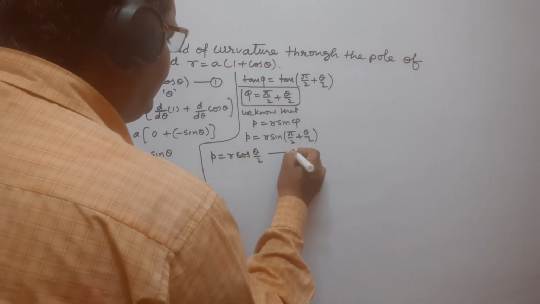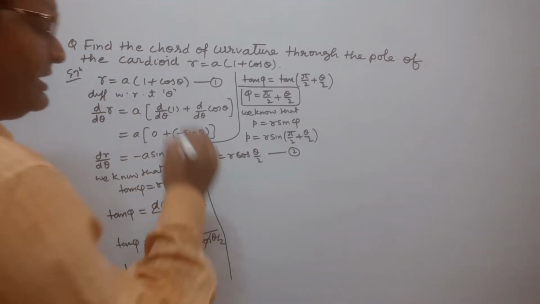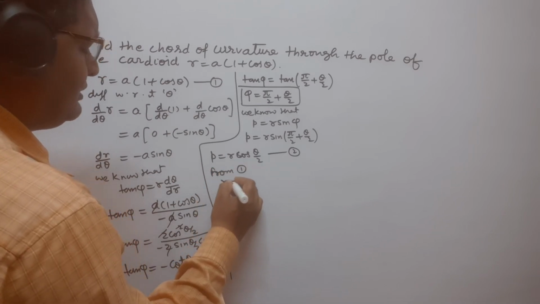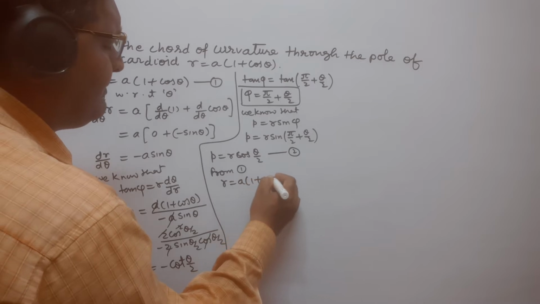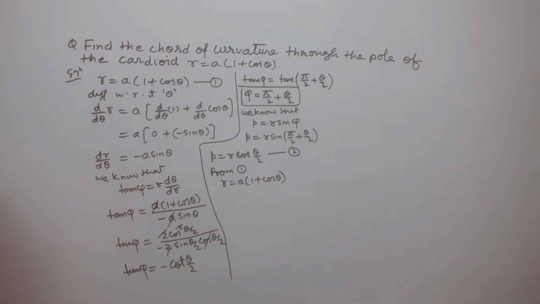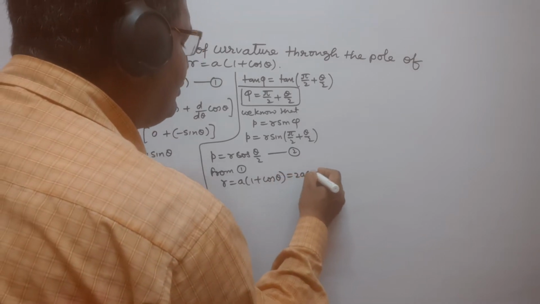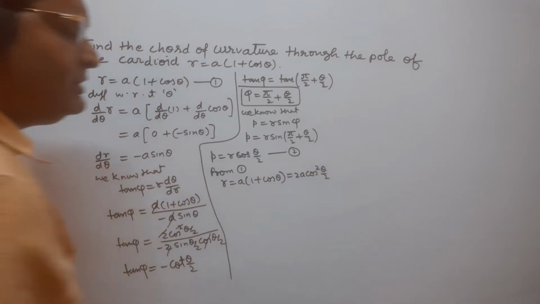Suppose this is equation second. So from the first equation, r is equal to a(1 + cos theta), and we know that 1 plus cos theta is equal to 2 cos square theta by 2. So we put here r equal to 2a cos square theta by 2.